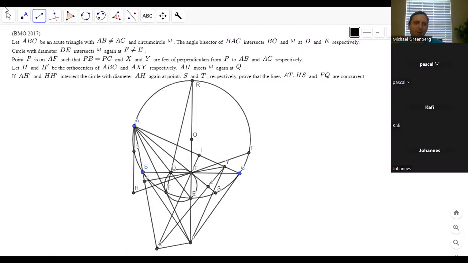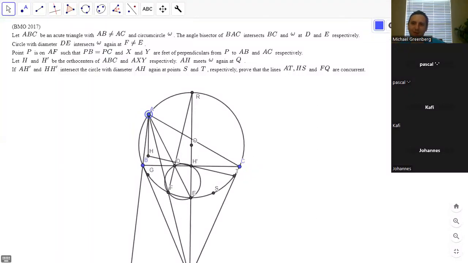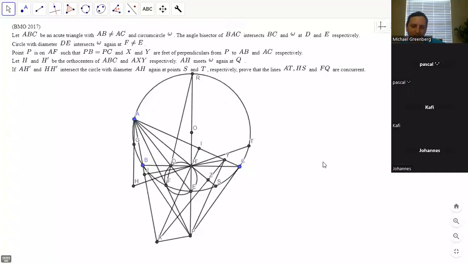Oh, it's supposed to be acute. If I make it acute, it's going to mess up the whole diagram, I think. So I'm just going to leave it as obtuse for now. Okay. So basically, if we take this point, the intersection of the tangents, and we draw perpendiculars to AB and AC, then we want to show the orthocenter of that triangle is on BC.